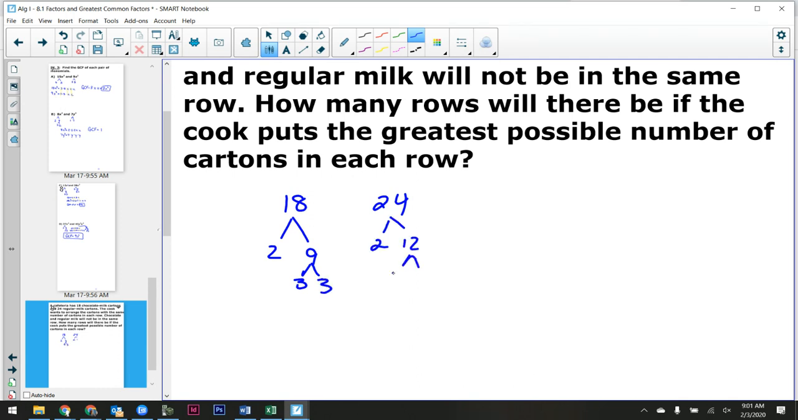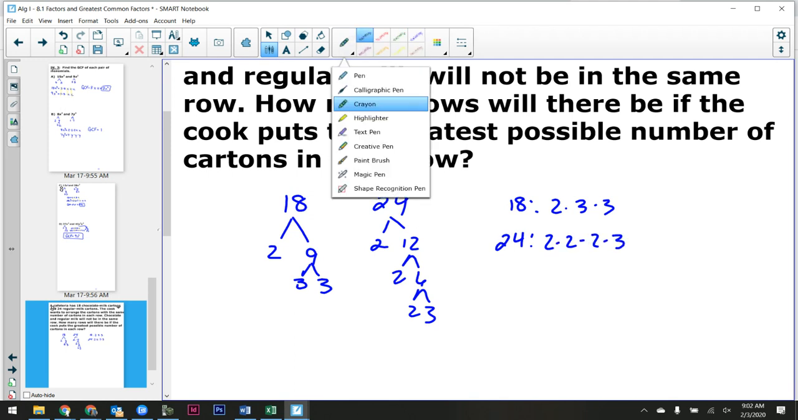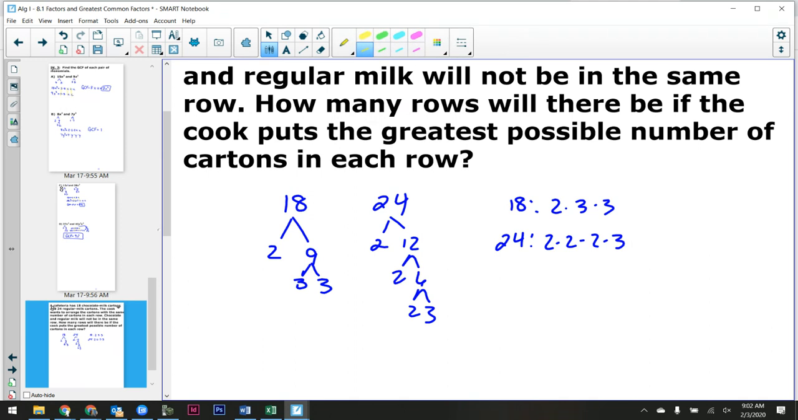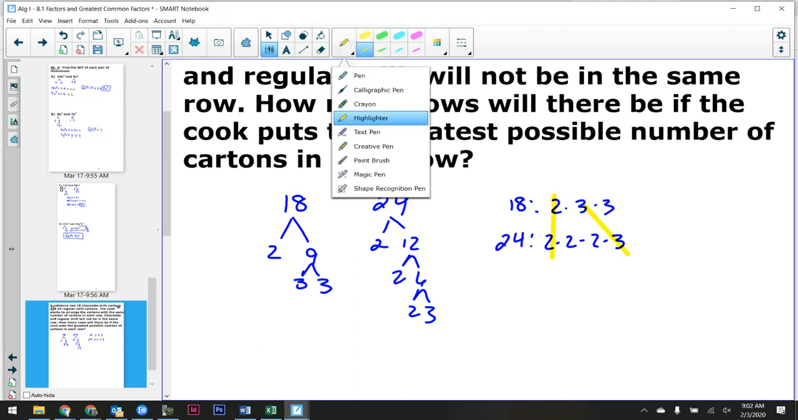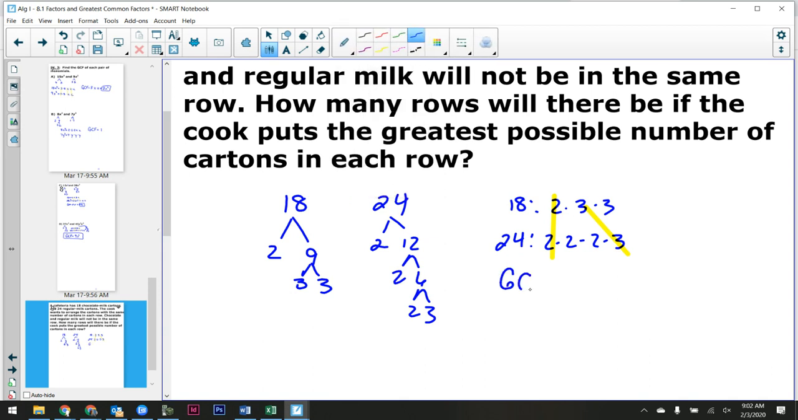2 and 12, 2 and 6, 2 and 3. So 18 is 2 times 3 times 3. 24 is 2 times 2 times 2 times 3. So my GCF, highlighter, is 2 times 3, which in other words is 6.